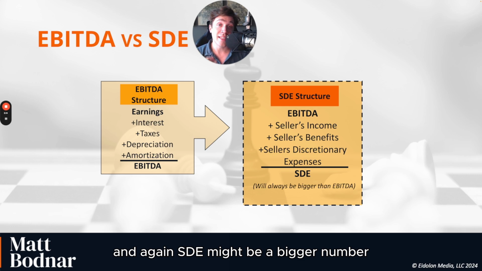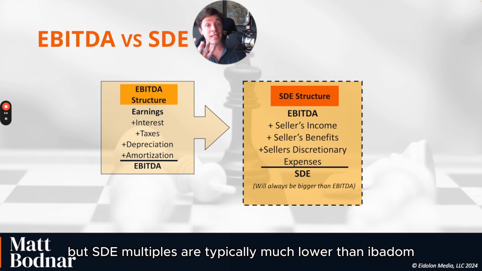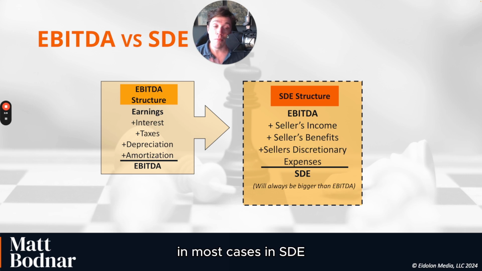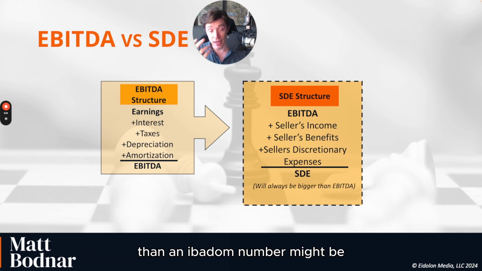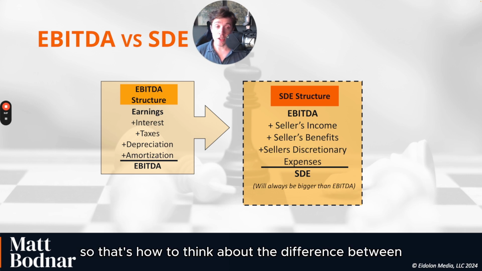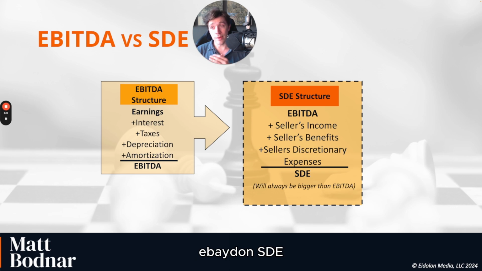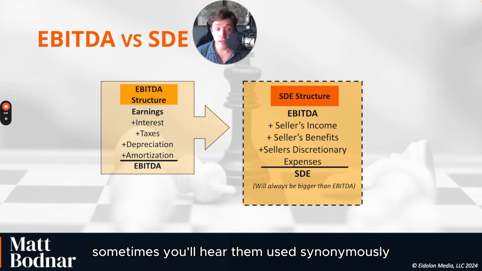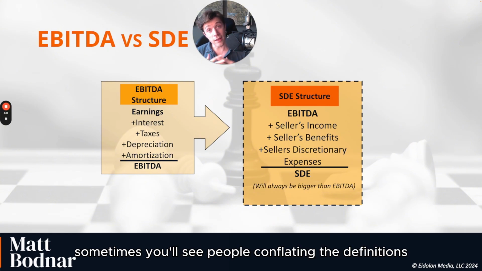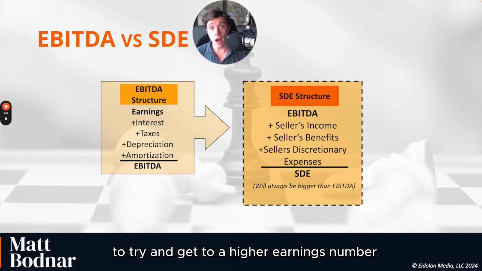And again, SDE might be a bigger number, but SDE multiples are typically much lower than EBITDA multiples, which results in most cases in SDE being a lower total valuation number than an EBITDA number might be. So that's how to think about the difference between EBITDA and SDE. Neither of them are perfect, but you might hear them both being thrown around. Sometimes you'll hear them used synonymously. Sometimes you'll see people conflating the definitions to try and get to a higher earnings number.